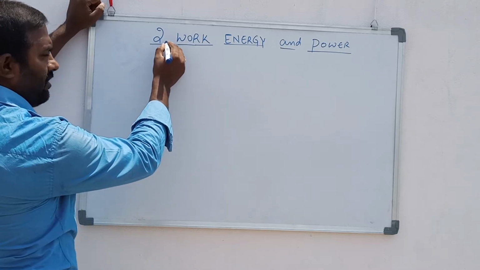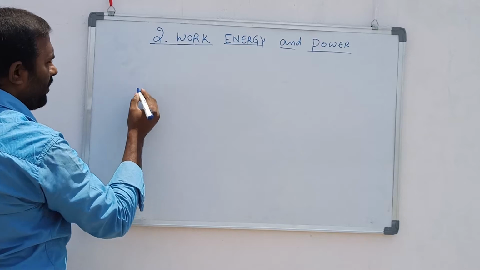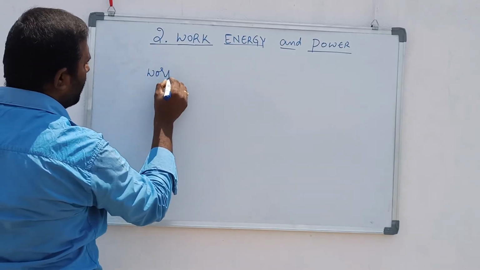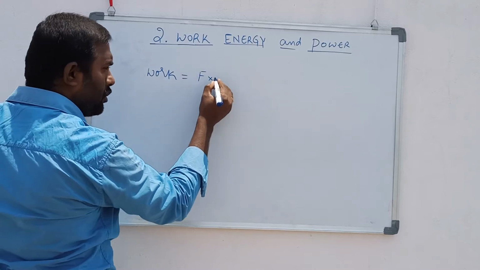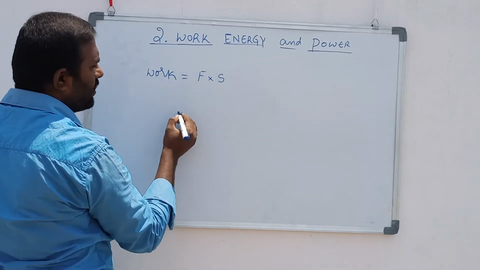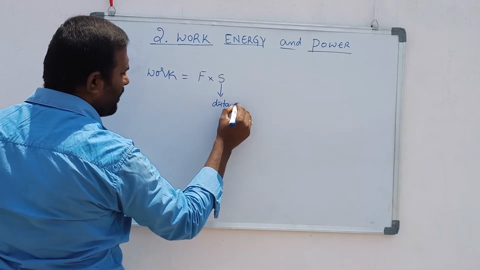Today we are learning the second chapter, work, energy and power. So already we learned about work. Work is said to be done when a force is applied and the body moves some distance. We know there are so many examples.